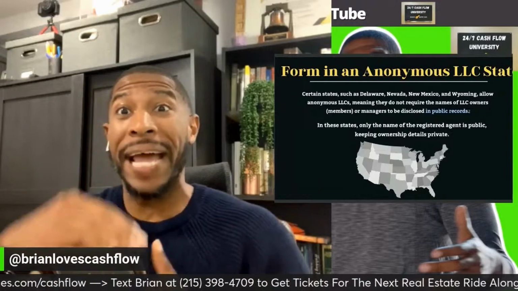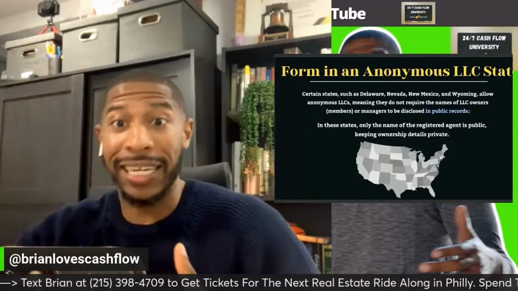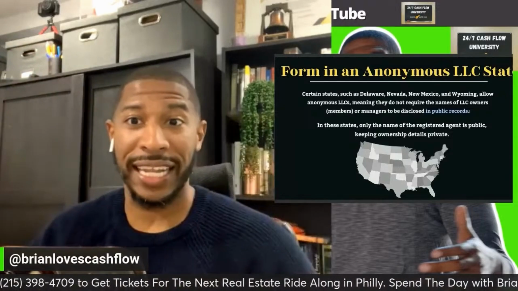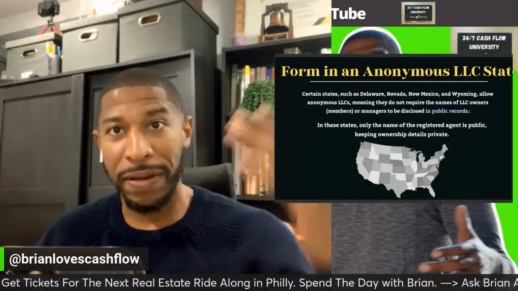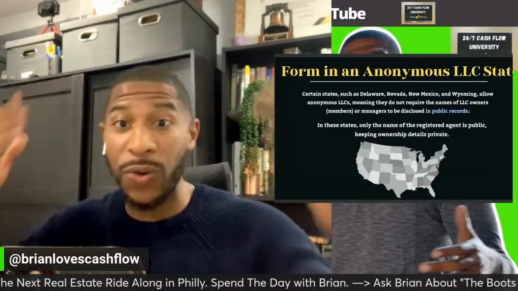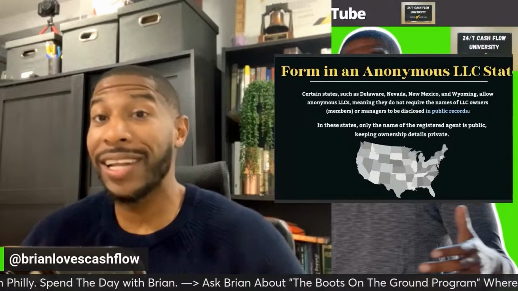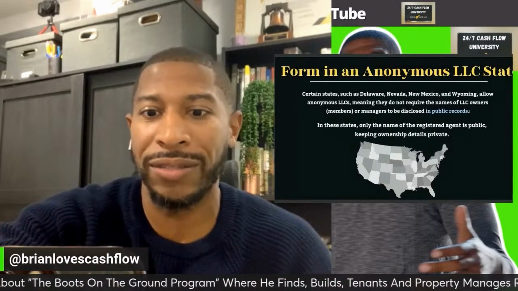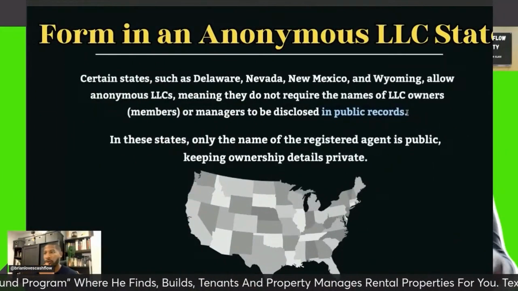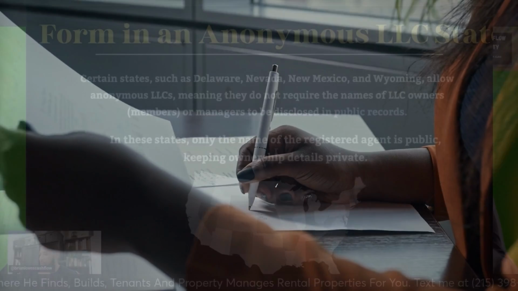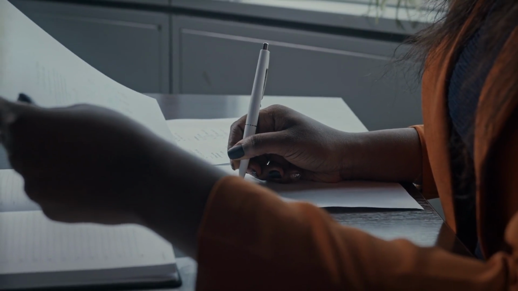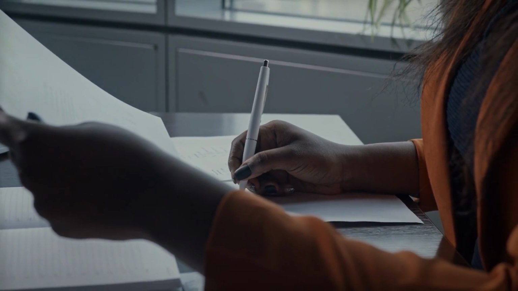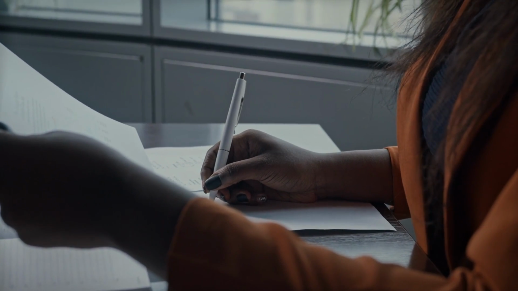So the best guys, the top guys in the country, for those of you who think like that, I want to be the best, they're set up so it looks like they own nothing. They might get a stimulus check. It looks like they own nothing. That is the highest level. You don't want to be walking around telling people what you own on a specific level or looking like you own all the stuff. In these states, only the name of the registered agent is public, keeping ownership details private. That's crucial for your success.